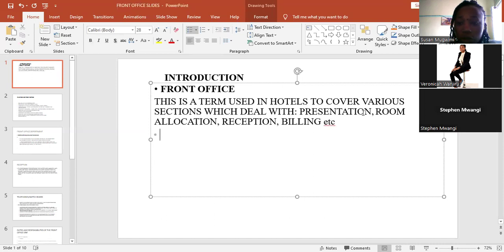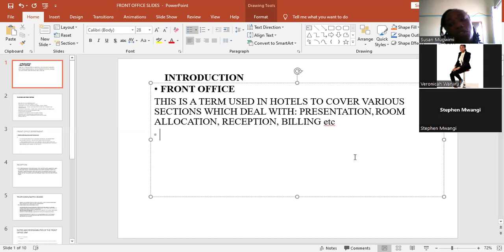And without much ado, I'll define what front office is. As you can see on my screen, it's used in hotels to cover various sectors, which deal with presentation, room allocation, reception, and also billing and other activities. When you talk about room allocation, presentation, reception, and billing, this is the work of the receptionist. And under there, we look at some of the staff who do this responsibility.